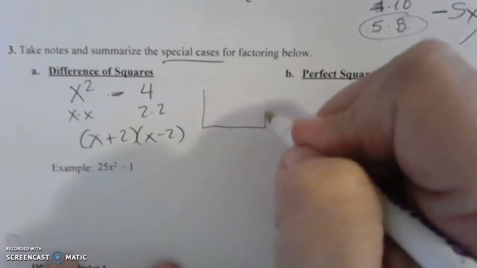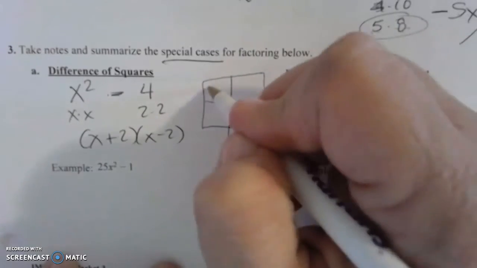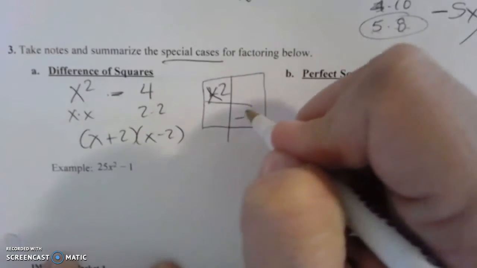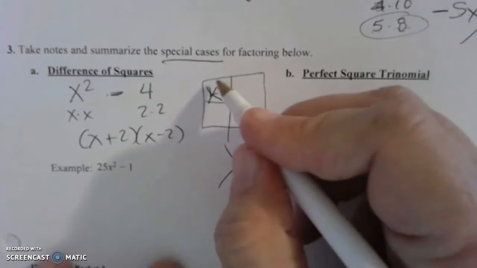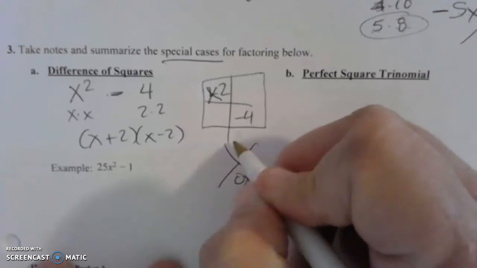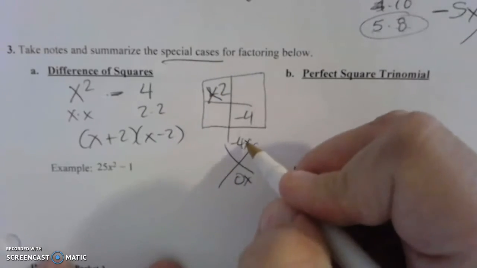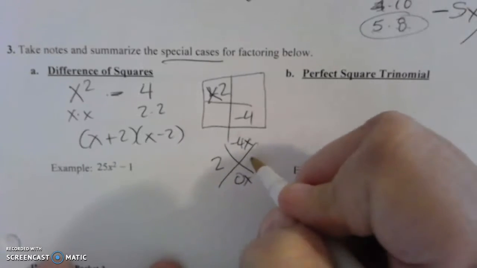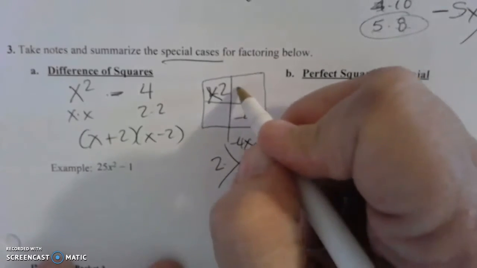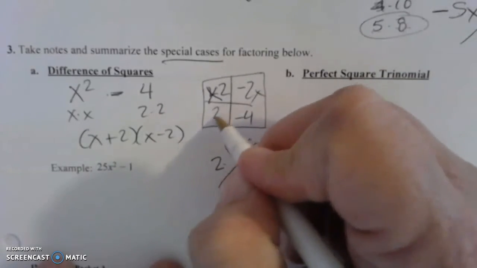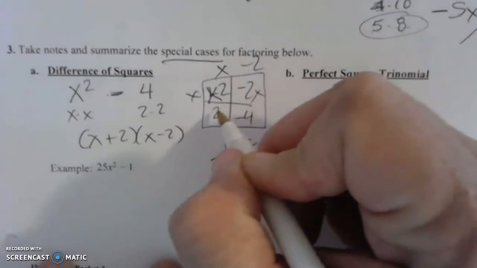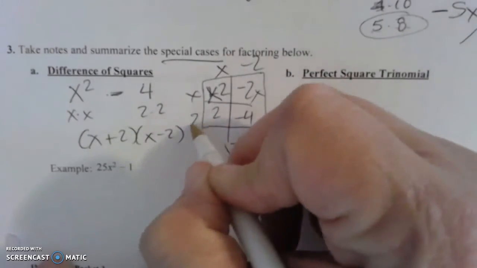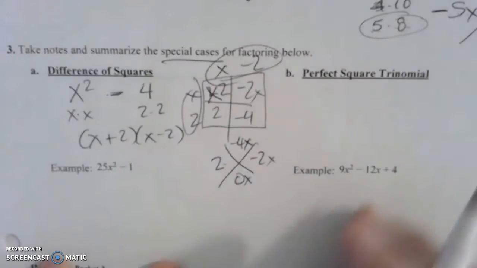If I draw this in my little square, I'm going to get x squared and negative 4. Notice there's no middle term, so it's a 0x on the bottom. What multiplies to 4x that I can get a 0? A 2 and a negative 2. Negative 2x and 2. So that becomes x and x, negative 2 and 2. So see, x plus 2, x minus 2.